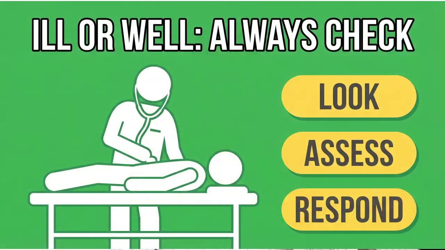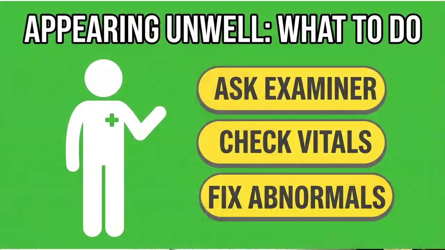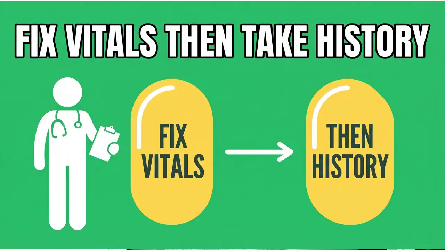So it's important when you go into the room, make sure you use the ill or well snapshot where you look at the patient. If the patient is appearing unwell or ill, make sure you do what is important. I usually ask the examiner or look for the vitals. And if the vitals are abnormal, I fix that and then start taking history from the patient.